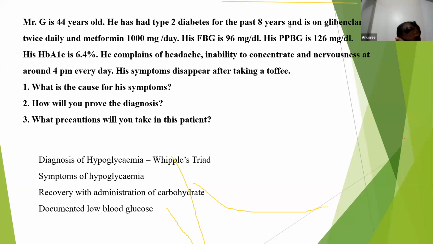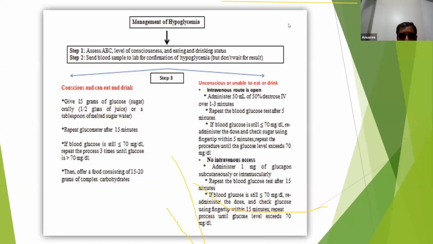So it is a case of hypoglycemia. Whipple's triad suggests symptoms of hypoglycemia, recovery with carbohydrate and documented low blood glucose level. Actually, the hypoglycemia can be classified into level 1, 2, 3. Level 1 hypoglycemia suggests that the patient is having glucose level of less than 70, but he is conscious, oriented. Level 2, it is less than 54, he is conscious, oriented. And level 3, patient is unconscious.